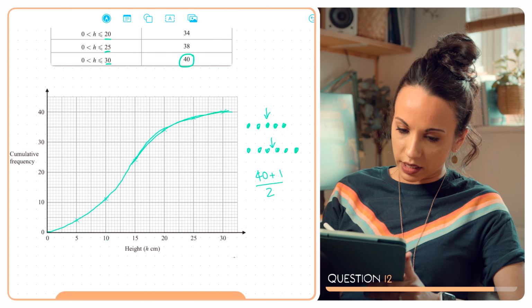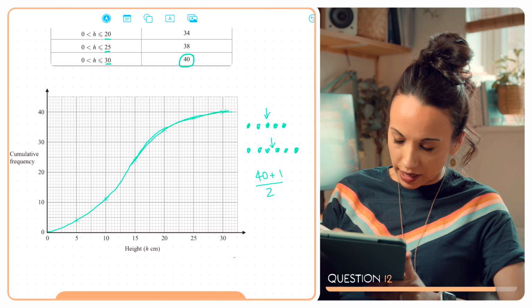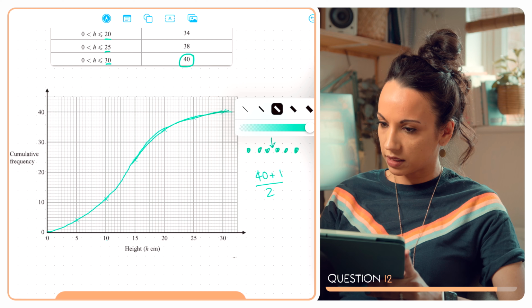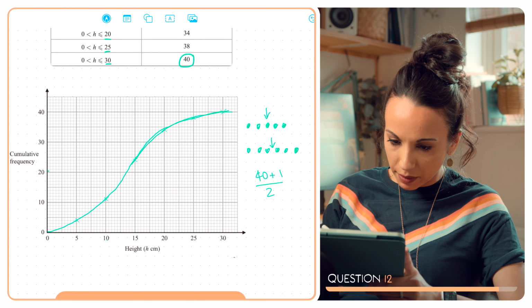So let's go to 20.5, which is going to be about here. Let's get a slightly thicker pen so we can see it. So it's going to be about here.